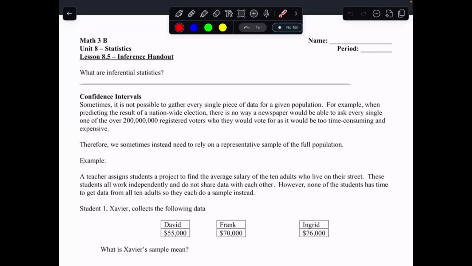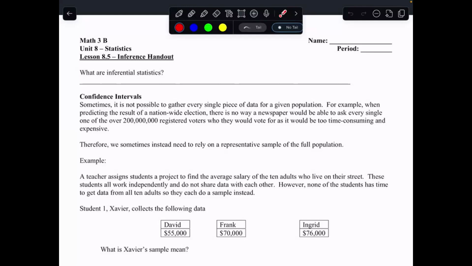Okay, today we are going to start what is called inference or inferential statistics. We've talked about before how sometimes you need to do a sample survey. There's no way to get the full amount of data. It's just not possible due to time and/or money constraints.